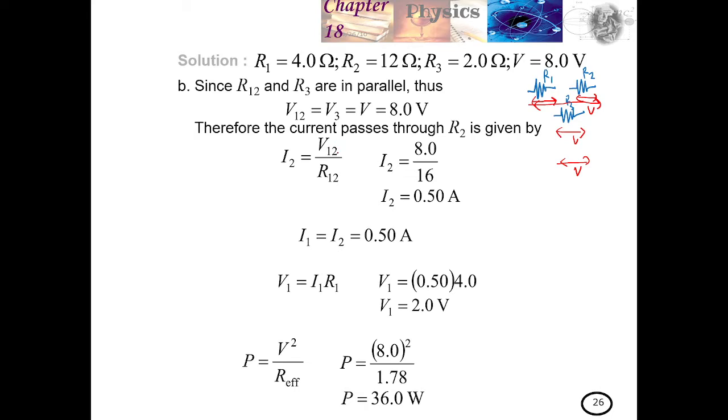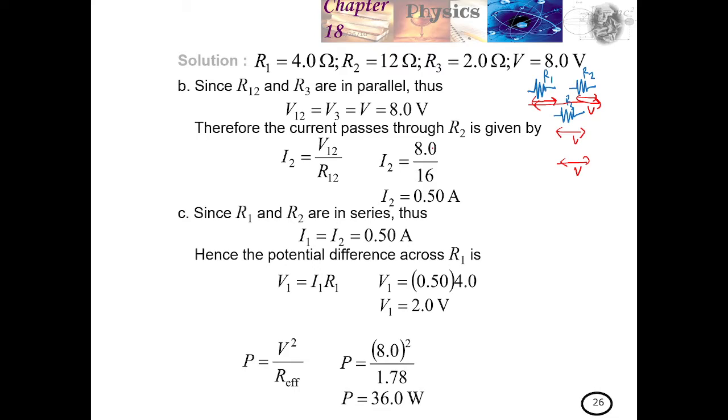Therefore, the current passing through R12 is given by I12 equals V12 divided by R12 equals 8.0 divided by 16. So I12 equals 0.5 ampere. Then for C, since R1 and R2 are in series, they share the same current I. So I1 equals I2 equals 0.50 ampere. Hence, the potential difference across R1: going back to Ohm's law, V1 equals I1 R1, so V1 equals 0.50 times 4.0. So we have V1 equals 2.0 volts.